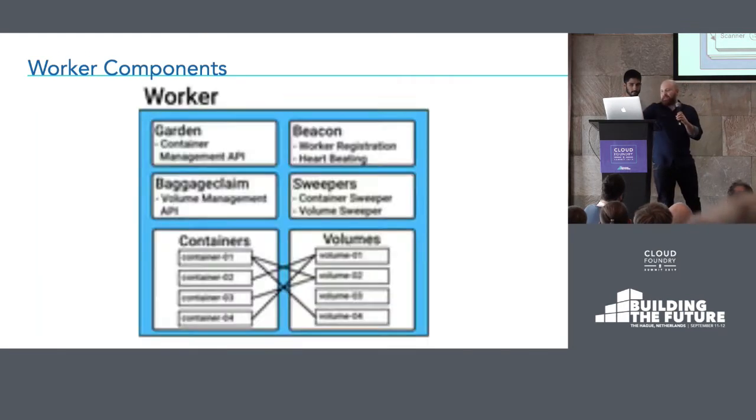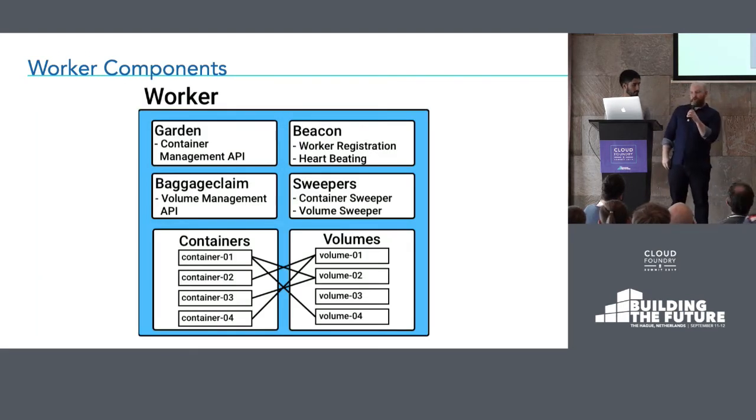Simple. Let's also do a brief overview of what the worker is. The worker consists of garden, baggage claim, beacon, and a volume and container sweeper. At the highest level, the worker is where container orchestration is managed.